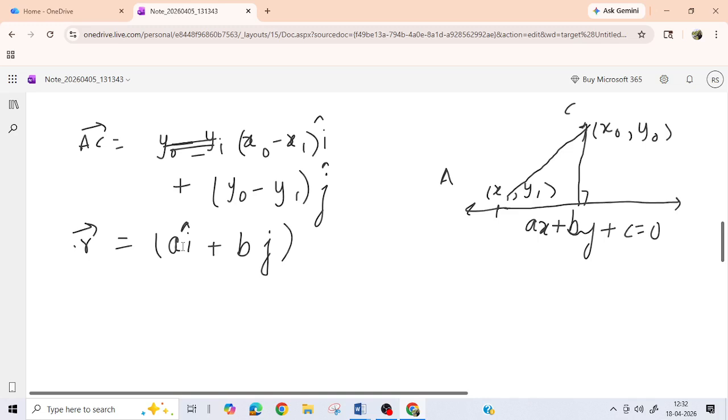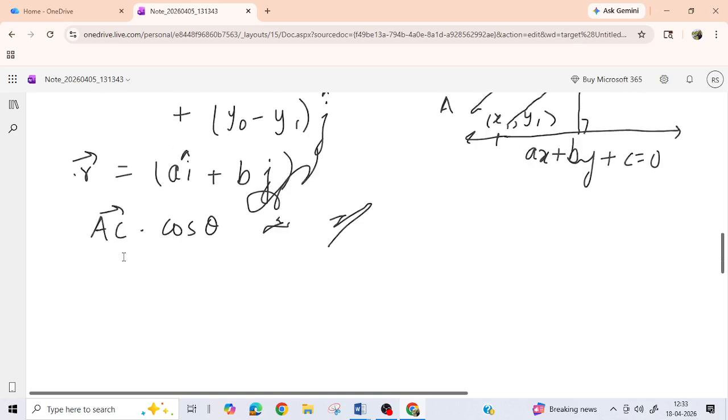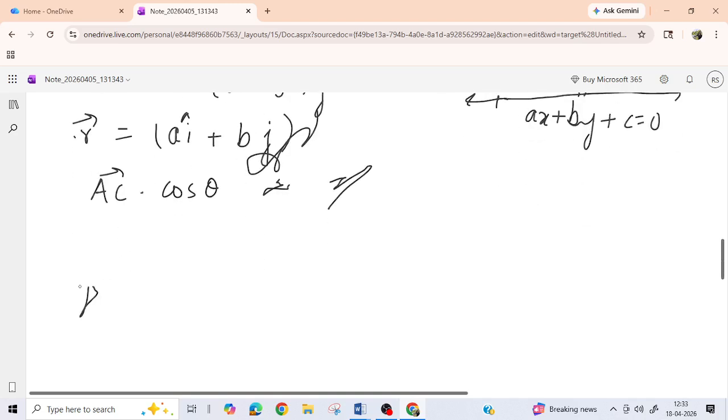Now if we find this, if we do AC dot, okay, forget about dot for that matter. So if we do AC into cos theta, assuming this, we'll come over here and let's assume this is angle theta. And if we do AC cos theta, that would mean that this is the perpendicular distance. Okay, this is that perpendicular distance.